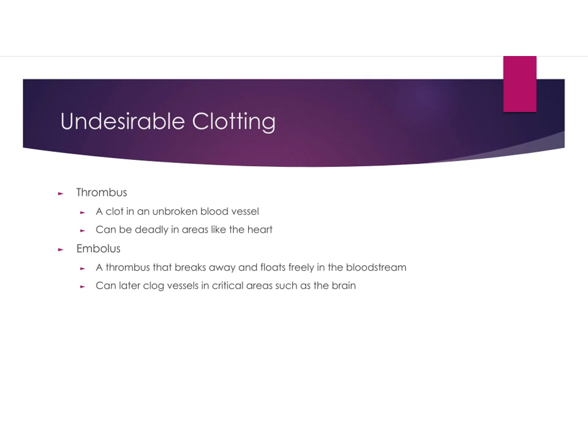A thrombus is when you have a clot that forms in an unbroken blood vessel. Thrombuses can be deadly if they are formed in areas like the heart or the lungs, like a pulmonary thrombus. An embolus is a thrombus that has broken away and floats freely in the bloodstream. An embolus can cause serious problems if it clogs a blood vessel in a critical area such as the brain, heart, or lungs. So a thrombus can lead to an embolism.